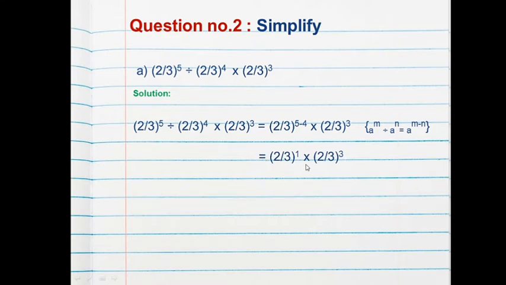Now again observe that here the bases are same, exponents are different, and it is given in the form of multiplication. So here we can apply the law, that is (2/3)^(1+3). According to the law, a^m into a^n equals a^(m+n), that is (2/3)^4. So this is the solution. This is how we have to apply the laws for these questions.